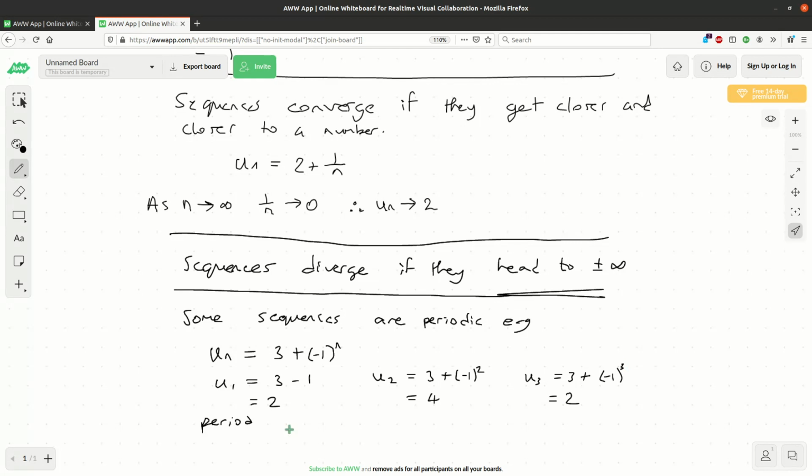A bit like, for the sine curve, its period is 360 degrees because every 360 degrees it repeats itself. It's the length of the recurring sequence. So its period is 2. Okay, and so those are 3 types of sequences you might want to be aware of.